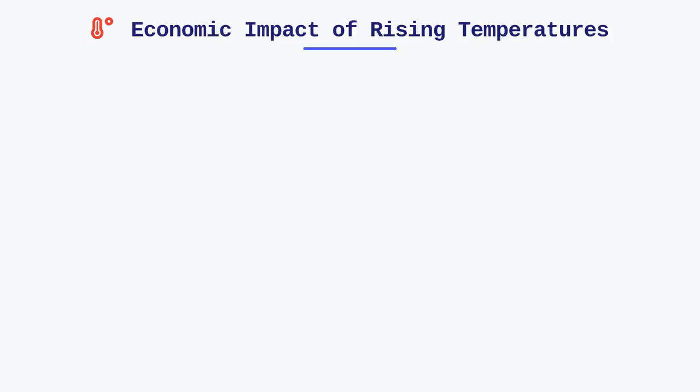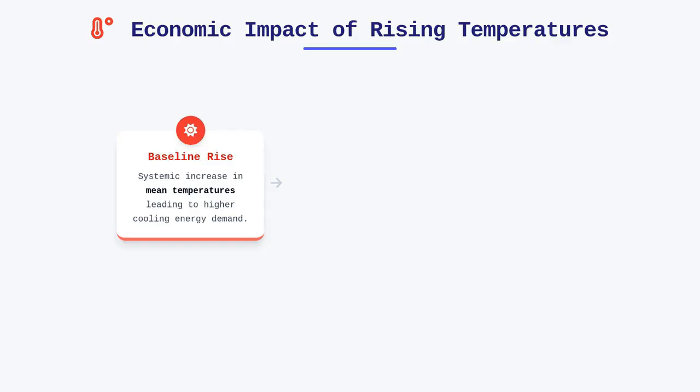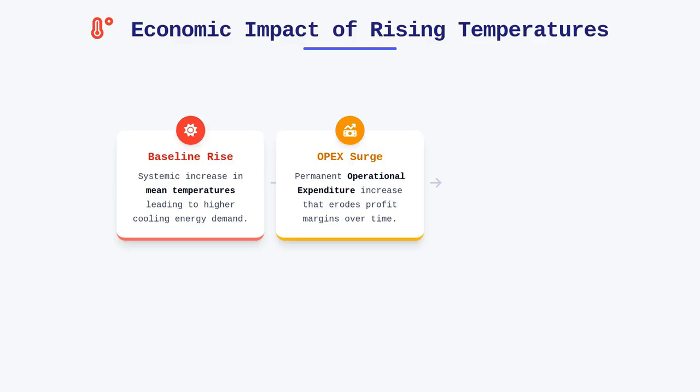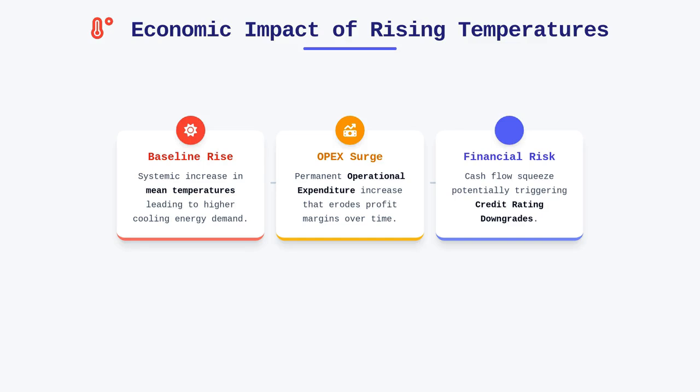Consider the economic implications of rising mean temperatures on commercial operations. As baseline temperatures increase, the energy demand for cooling systems rises proportionally, creating a permanent increase in operational expenditure for businesses located in affected regions. This is not merely a seasonal fluctuation, but a systemic rise in baseline costs that erodes profit margins over time. When companies or municipal entities fail to account for this permanent shift in operational overhead, the resulting squeeze on cash flow can lead to a credit rating downgrade.